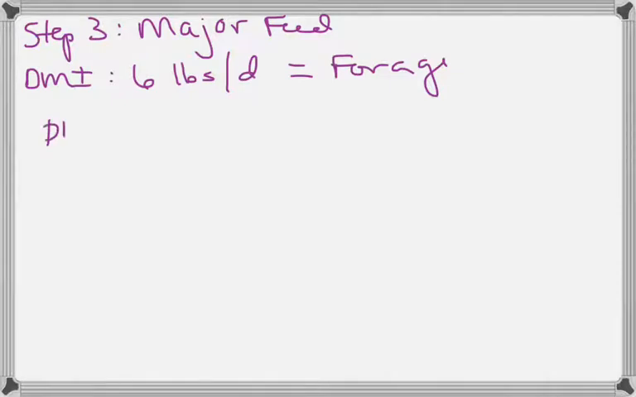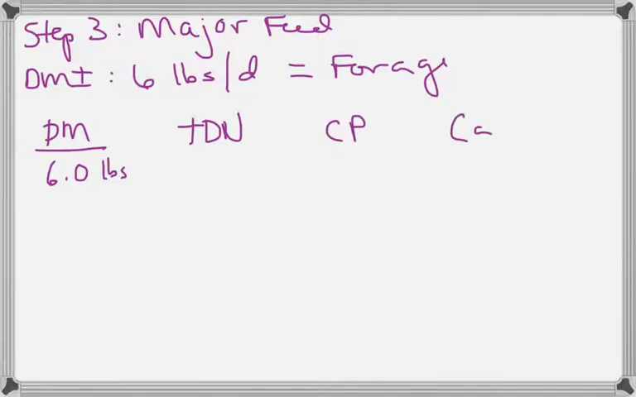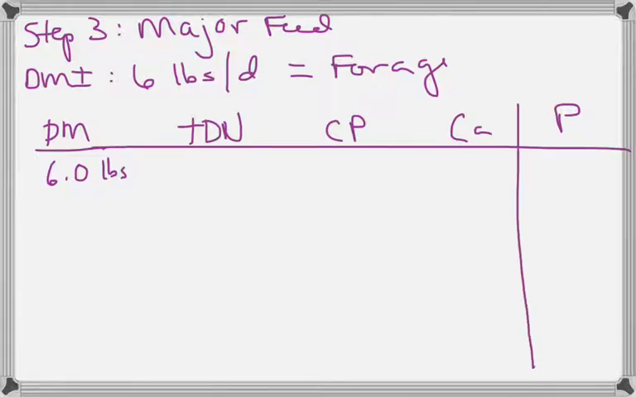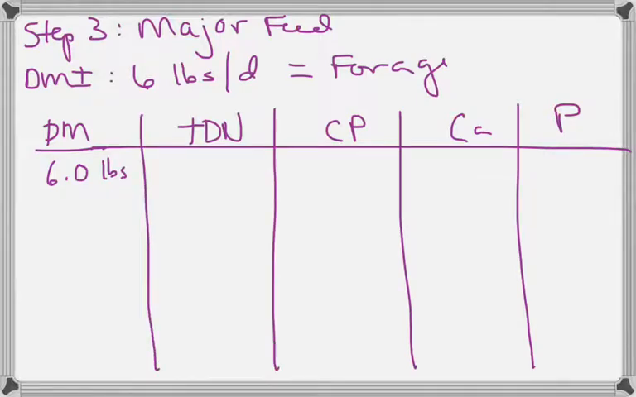So our dry matter in pounds is going to be 6.0 pounds. We are going to figure out how many pounds of TDN, protein, calcium, and phosphorus is coming from it, and I'm going to actually make this a little table so that we can follow the math a little bit easier. Okay? So we're going to be figuring out each one of these.